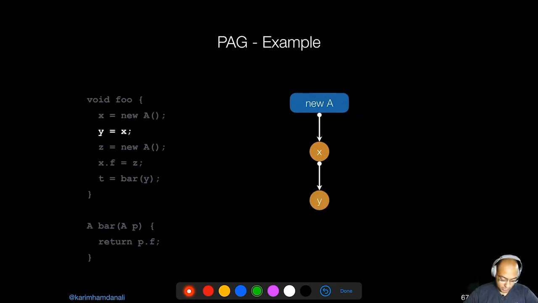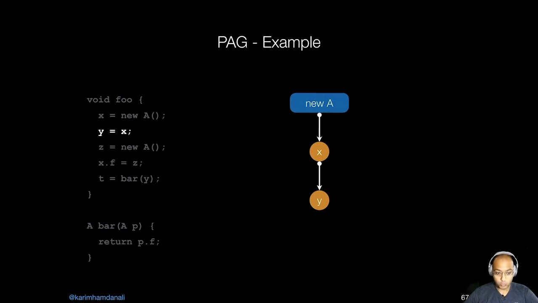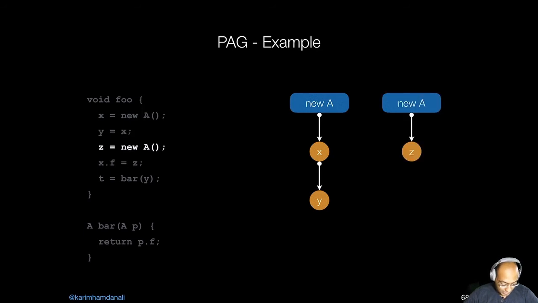Second statement just says x is going to be assigned to y, so I'm going to have an edge from the var node x to the var node y. Third, I'm going to have z equals new A, so I'm going to create a new A alloc node. I'm going to have a var node for z, and I'm going to connect new A to z.